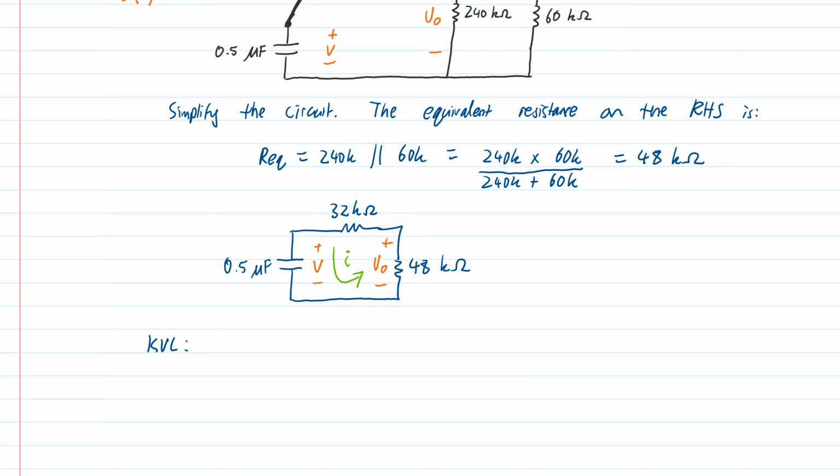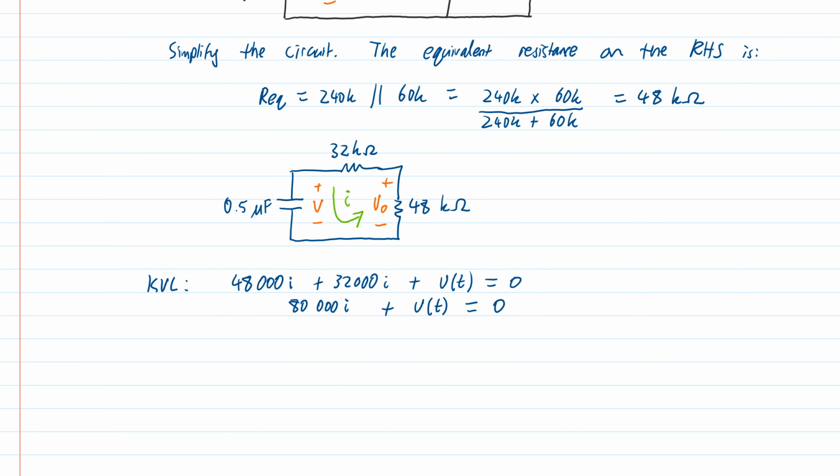That will give me, from the bottom side of the circuit, 48,000 times I plus 32,000 times I plus V of t, I'll write it V of t because it's time varying. It's the capacitor voltage, and that is equal to 0. Combining those coefficients, 48,000 plus 32,000 gives me 80,000. So that's 80,000 I plus V of t is equal to 0.